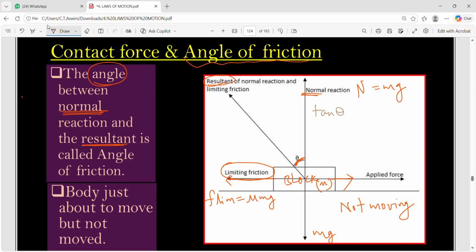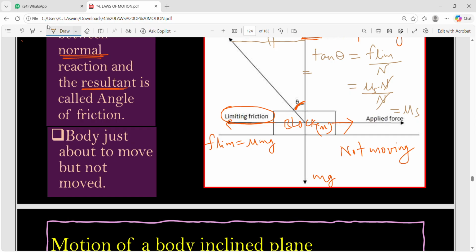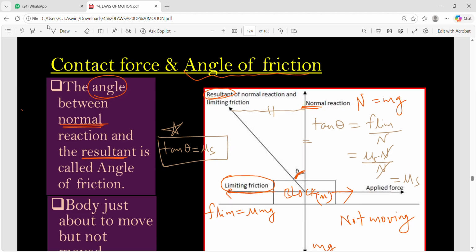So how do you find this angle now? Just apply the trigonometric function, tan theta, opposite by adjacent. What is the opposite side? It's nothing but F limiting. What is the adjacent side? Normal reaction. F limiting is mu into N, by N. So N cancels. What are you getting? You are getting mu s. So tan of the angle of friction equals mu s. Very important. So tan of the angle of friction is nothing but the coefficient of static friction.